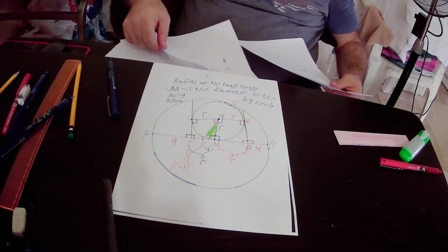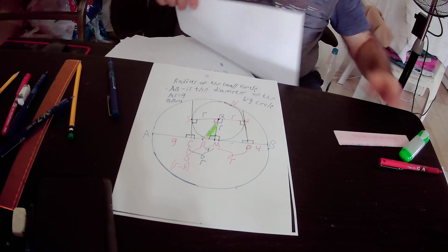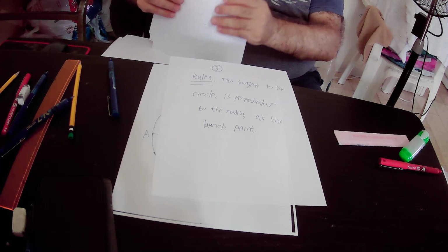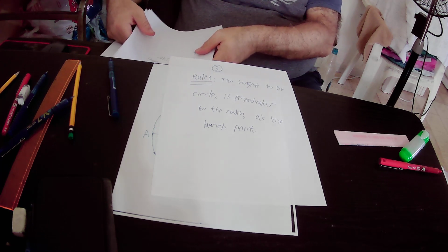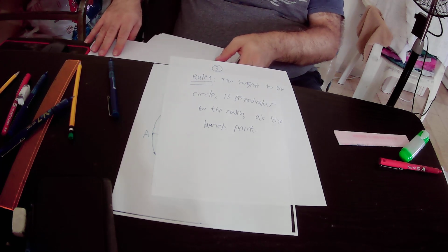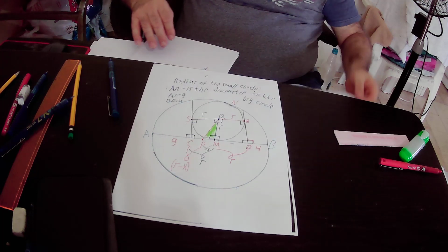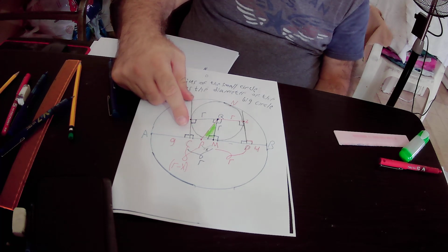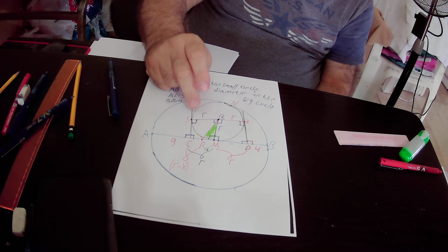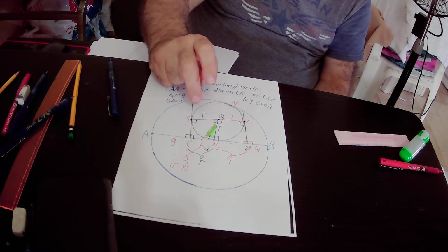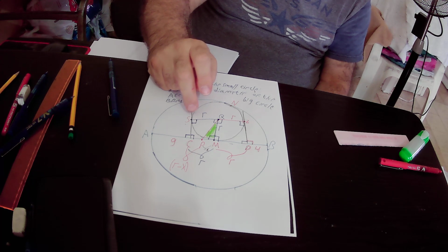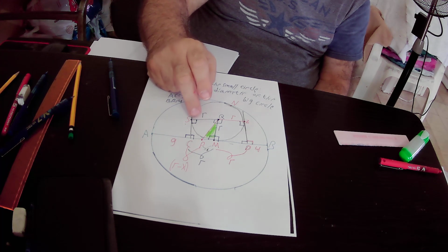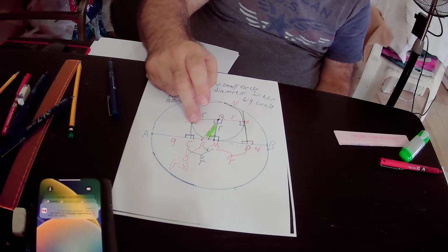Okay, so again, rule number 1 states that the tangent to the circle is perpendicular to the radius at the launch point. So if the radius touches the circle at point S, that is the launch point, then this tangent is perpendicular to this radius. That is to say, this angle is a right angle.